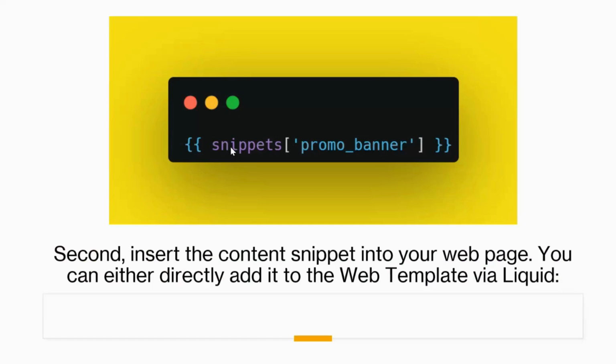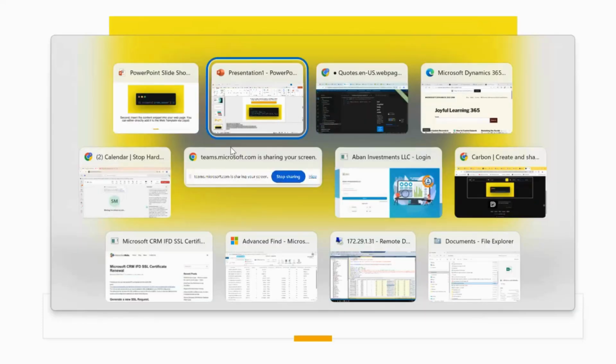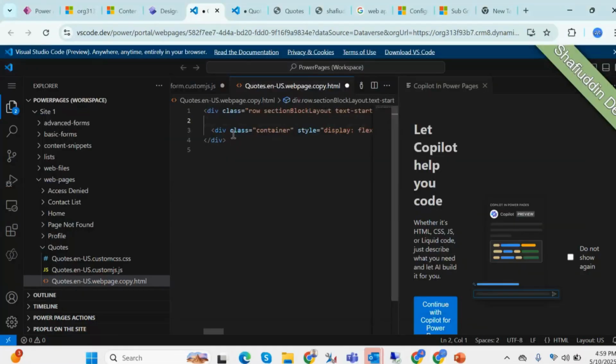So try to understand, any liquid code, sorry, any snippet if you want to add, you will be adding through the flower brackets. Okay. So starting flower brackets two and second flower brackets two. So let me add this one, starting flower brackets, opening and closing.